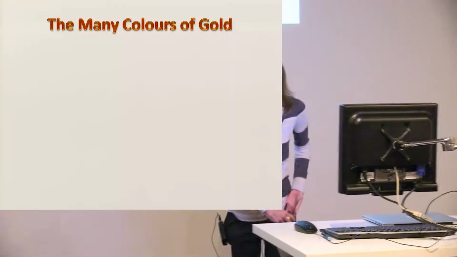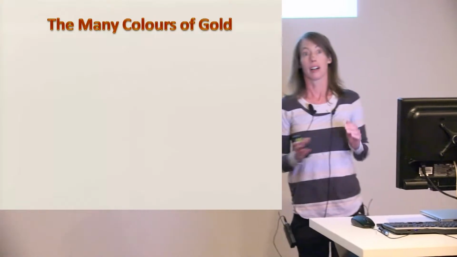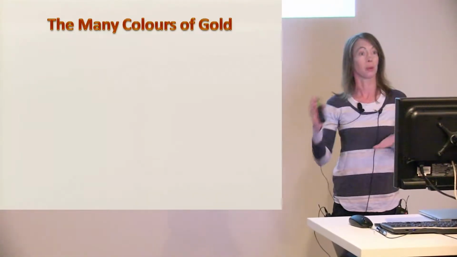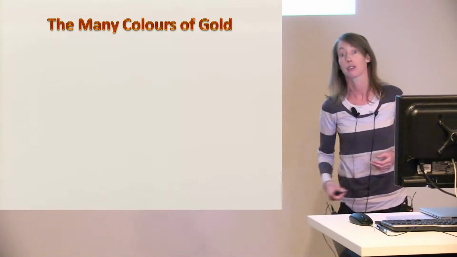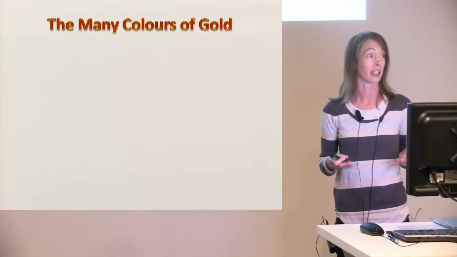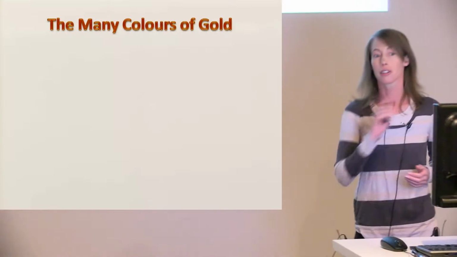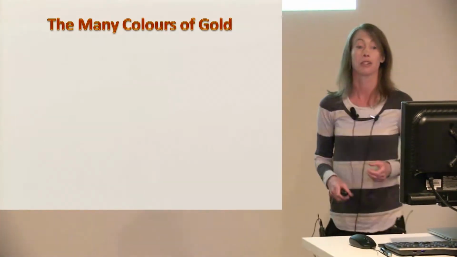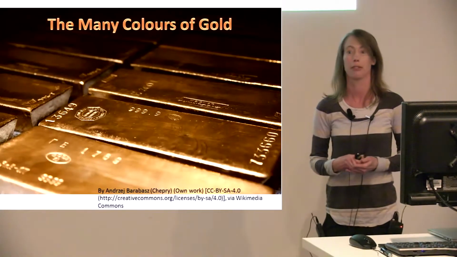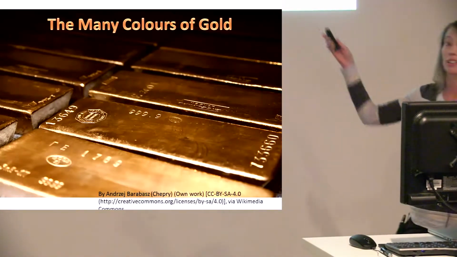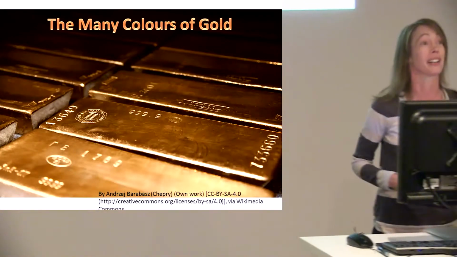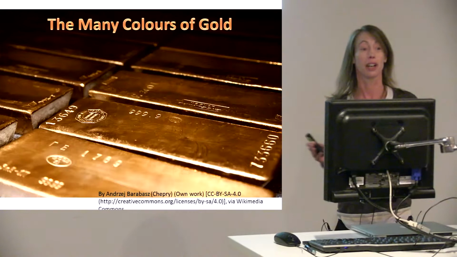So the theme continues. Michael was talking about graphene, which is very small in one dimension, and I'm going to extend that to talking about systems that are very small in all dimensions. Not quite as small as atomically thin, though. So I've titled this The Many Colours of Gold, and unfortunately I didn't have many gold bullion bars lying around at home, so I've taken this photo from Wikipedia. In fact, I don't even have one.